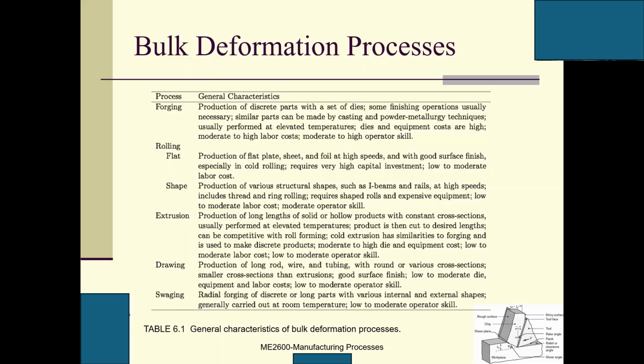Drawing is the production of long rod, very long, and the tooling with round or various cross sections. So you can take a look at these slides. There are too many details here. But what I want you to know is this basic bottom line. This is a bulk deformation process. Forging and rolling. Rolling has two categories: flat and shape. And then the third one is extrusion, drawing, and heading.